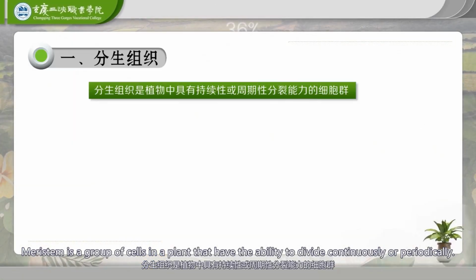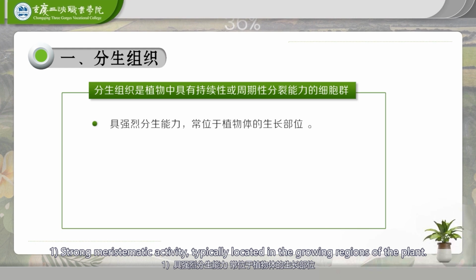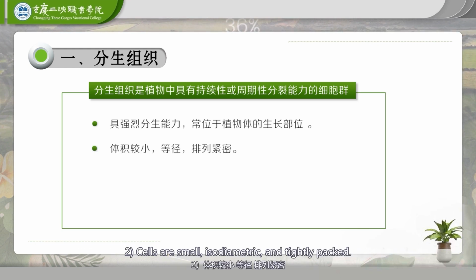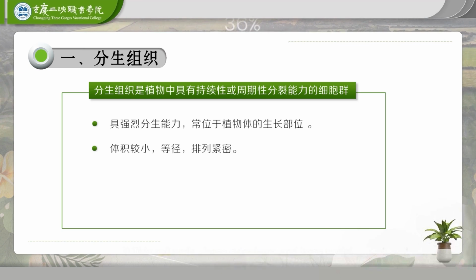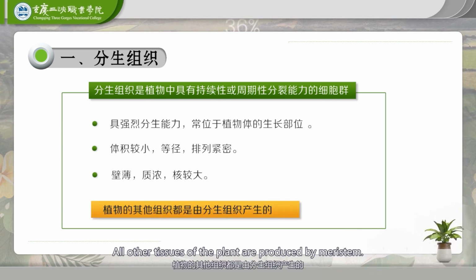Meristem is a group of cells in a plant that have the ability to divide continuously or periodically. It has the following characteristics. 1. Strong meristematic activity, typically located in the growing regions of the plant. 2. Cells are small, isodiametric, and tightly packed. 3. Thin cell walls, dense cytoplasm, and large nuclei. All other tissues of the plant are produced by meristem.